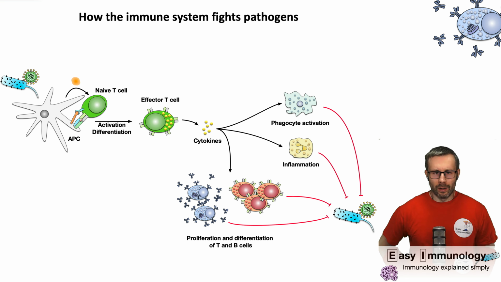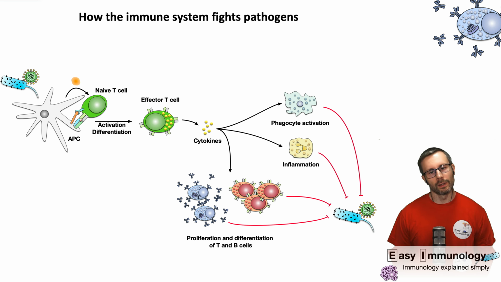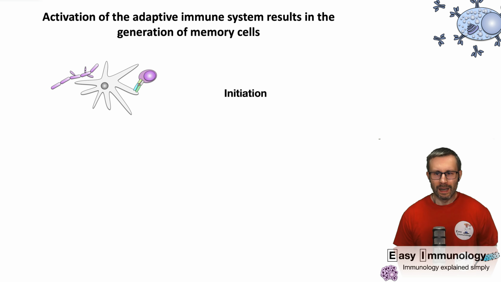So altogether, this cascade of initial activation of antigen-presenting cells, promotion of T cell activation, and then phagocytes, inflammation, CD8 T cell activation, B cell activation, usually results in a very efficient elimination of the pathogens by these different methods.